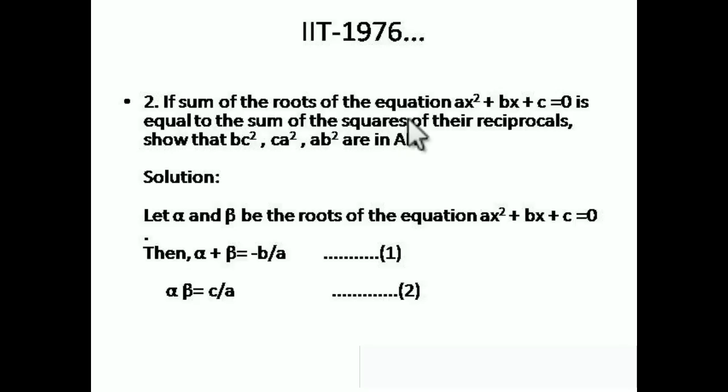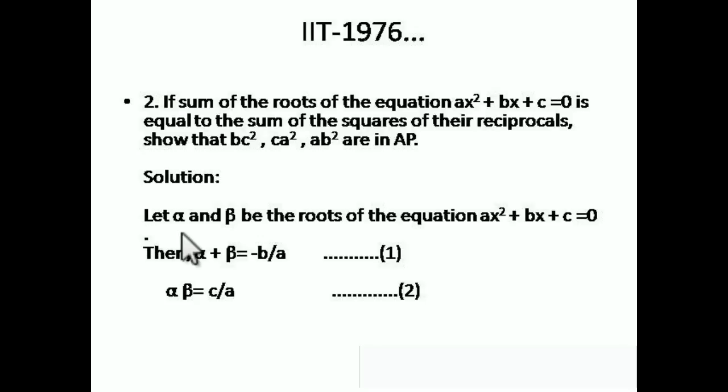The sum of the roots of the equation ax square plus bx plus c is equal to 0 is equal to the sum of the squares of their reciprocals. If the sum of the roots of the equation is equal to the sum of the squares of their reciprocals, then show that bc square, ca square, ab square are in AP. If these are in AP, then what do we know about arithmetic progression? That is, 2ca square is equal to bc square plus ab square. Okay, so let's find out whether it is or it is not.